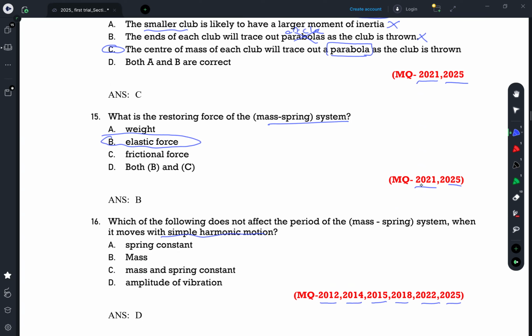Period of a mass spring system, equation 2 pi root m over k. Only m and k affect it. Mass of the object and the spring constant affect it. Spring constant affects it, so it says does not. So this is not the answer. Mass is not the answer. Mass and spring constant are not the answer. Amplitude. Amplitude of the vibration does not affect the period of both mass spring system and simple pendulum.